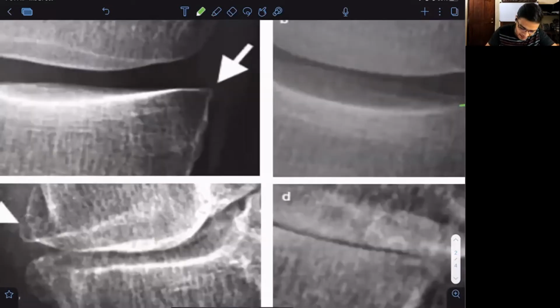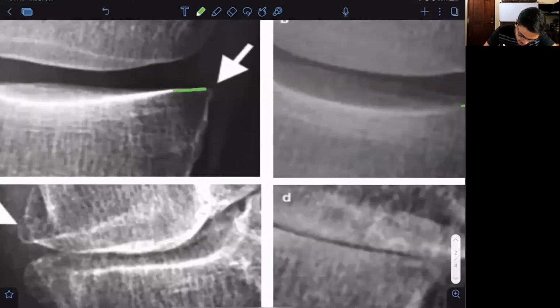Look at this A diagram. You can see a small lipping sort of that mark. That is an early stage osteophyte, guys. It is a very tiny osteophyte, right?